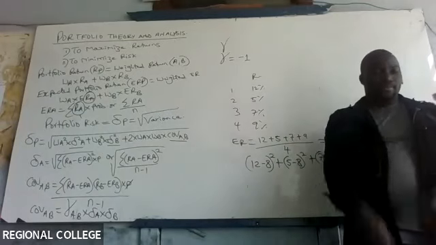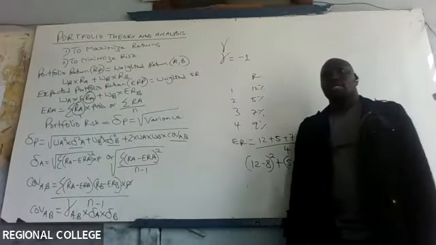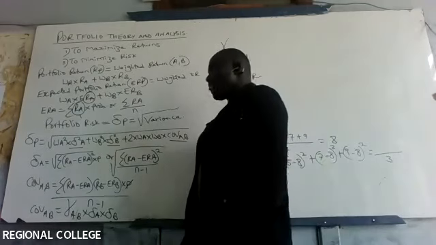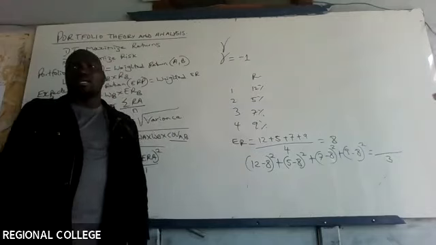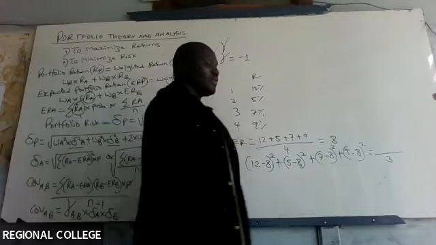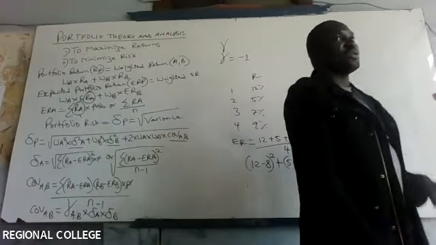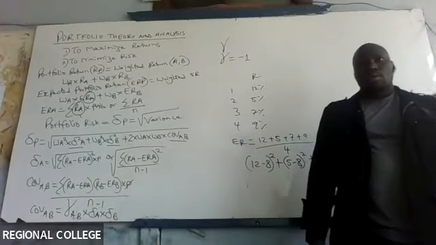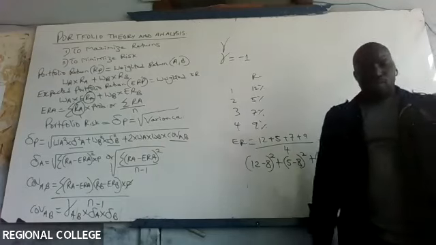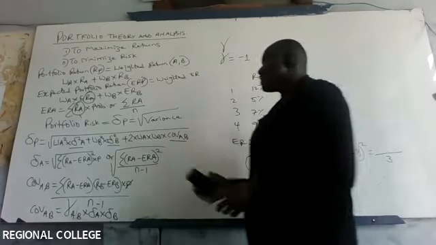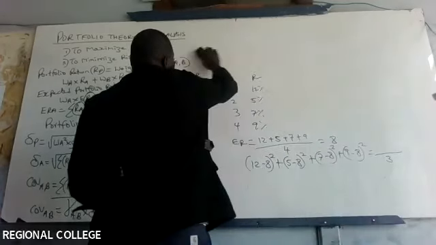An uncorrelated portfolio has a correlation coefficient of 0. If there is no correlation, then the correlation coefficient is 0.